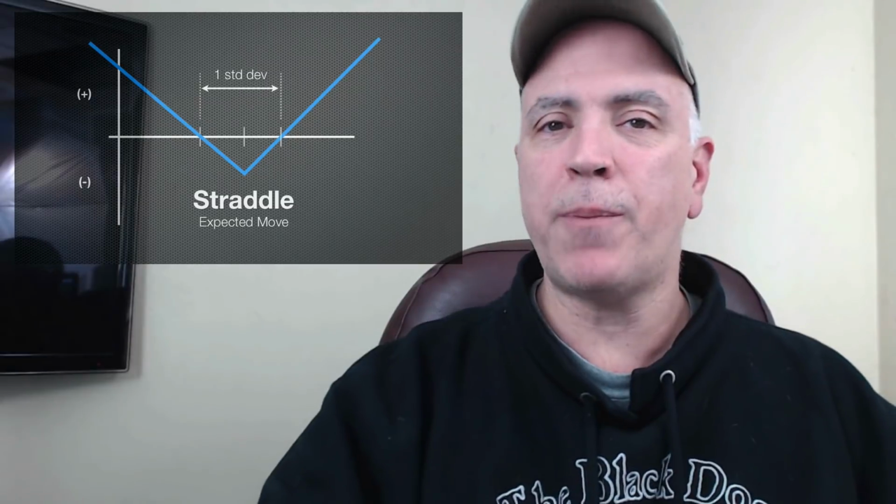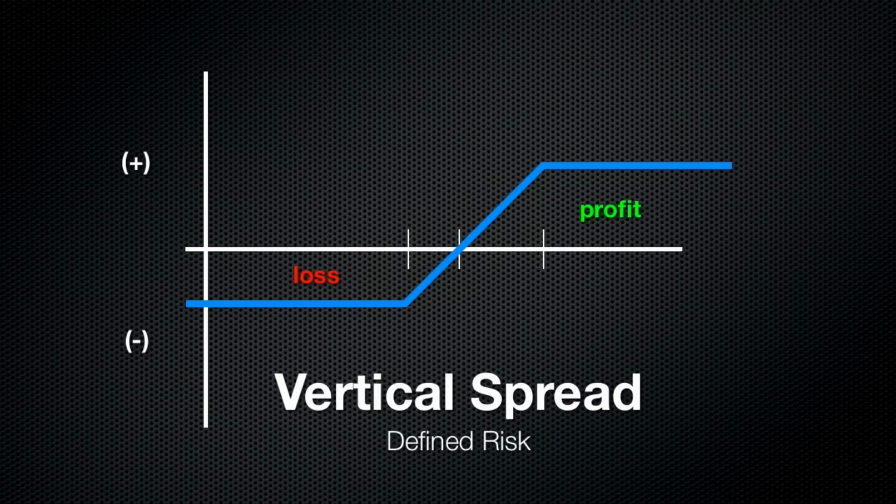And I'm going to just go over a couple of other risk graphs that we'll be seeing over and over and over again. This is the vertical spread. This is where you go long and short an option, maybe of different strikes, and so that you have limited downside but also limited upside.